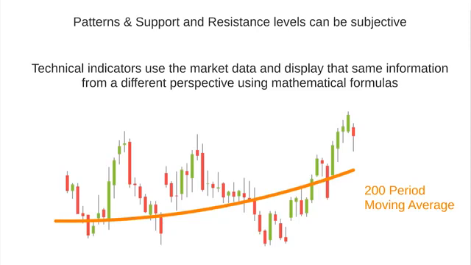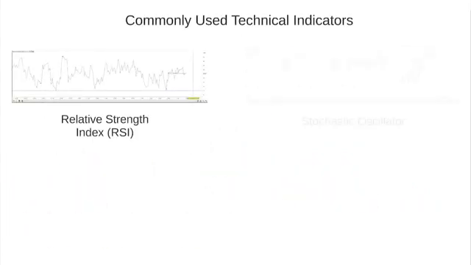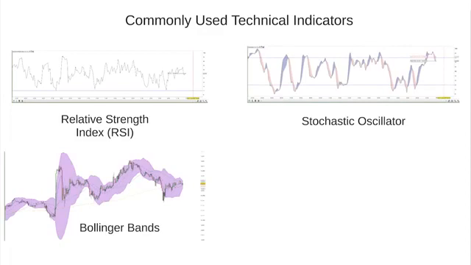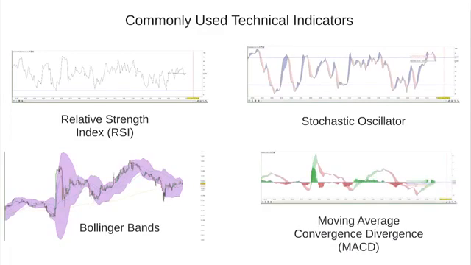Other common technical indicators include the Relative Strength Index, the RSI, stochastics oscillators, Bollinger Bands, and the Moving Average Convergence Divergence, MACD.